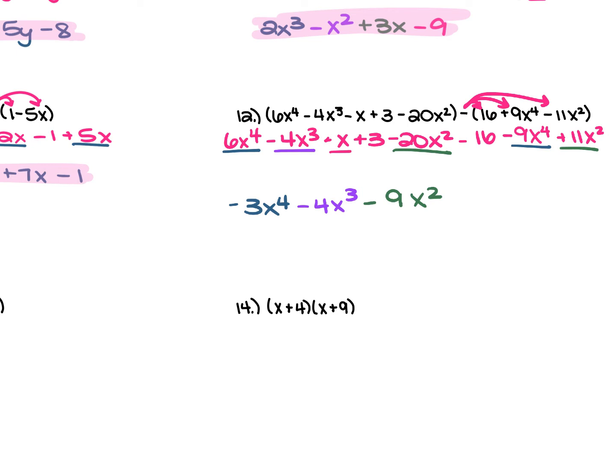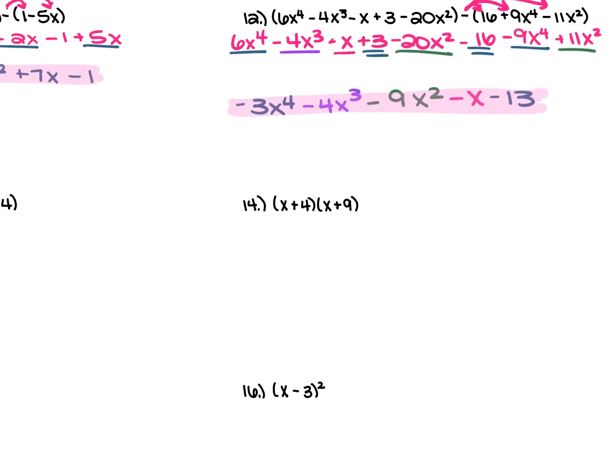Next, we have negative x, which does not match with another x. So we're going to drop that down. Then we have the 3 and the negative 16, which gives us negative 13. This is in standard form, so we do not need to rewrite it. We just have negative 3x to the fourth power minus 4x cubed minus 9x squared minus x minus 13.